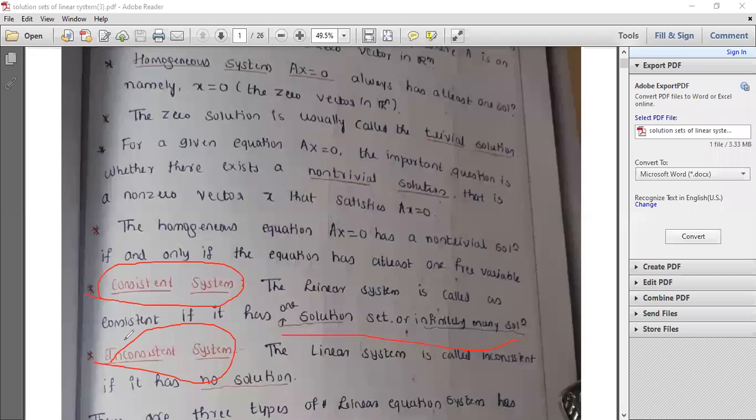Now we are going to discuss the problems on consistent and inconsistent. Some examples I'll show you on consistent and some examples on inconsistent. Again, in the consistent case I have to show you examples on existence of one solution and existence of many solutions. So let us see the examples now one by one.